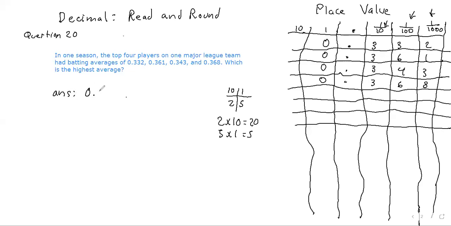So 0.368 would be the answer. The player that has a batting average of 0.368 has the highest batting average.